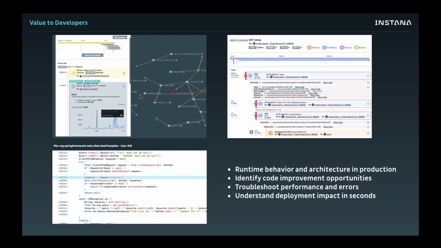So as you can see during this demo, to the developers, we give a really precise understanding of how their code is running in situ, I like to say: runtime behavior and architecture in production in the real world. So they can come into the tool and really explore how their code is behaving in that real world. Identify bottlenecks, spots where code can be improved. When there's an issue, troubleshoot precisely what the performance bottlenecks are and where the errors are really coming from.